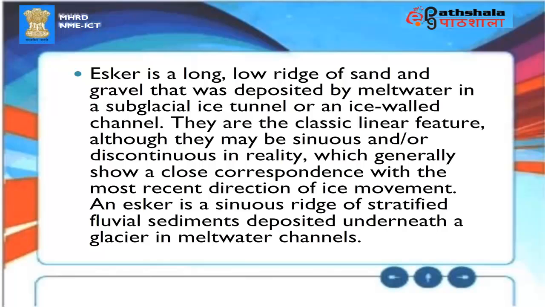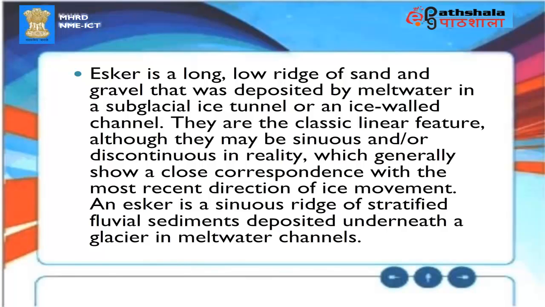Esker is a long, low ridge of sand and gravel that was deposited by meltwater in a subglacial ice tunnel or an ice-walled channel. They are the classic linear feature, although they may be sinuous and or discontinuous in reality, which generally show a close correspondence with the most recent direction of ice movement.